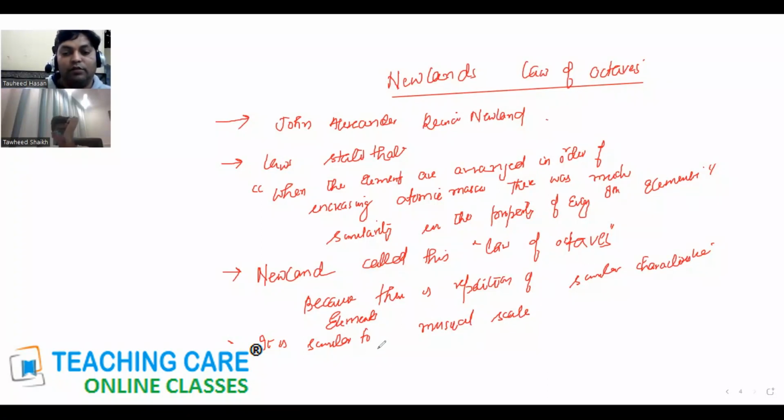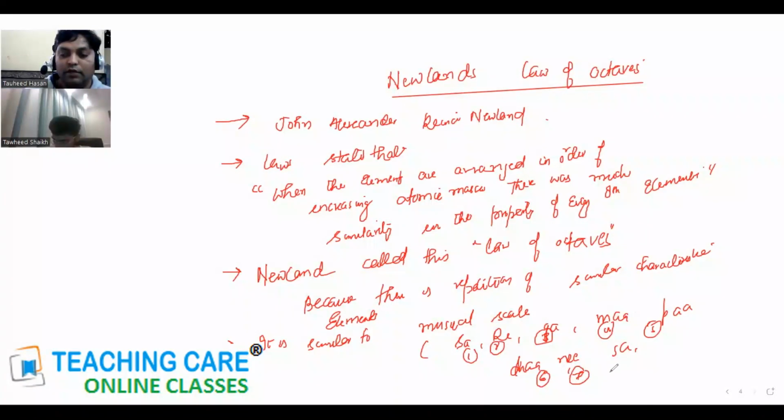Newland called this the law of octaves because there is a repetition of similar characteristic elements. And this is similar to the musical scale, that is sa re ga ma pa dha ni sa: 8 notes, 1, 2, 3, 4, 5, 6, 7, and 8.